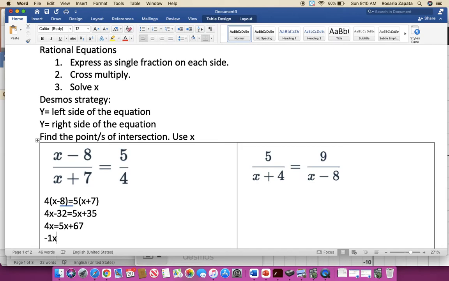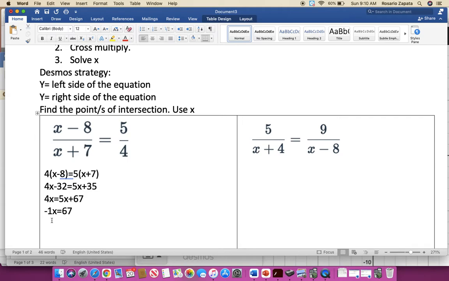You don't need to write it, but I will write it anyway. And then, of course, x should be positive. And so we divide each side of the equation by negative 1. And that makes x equals negative 67.